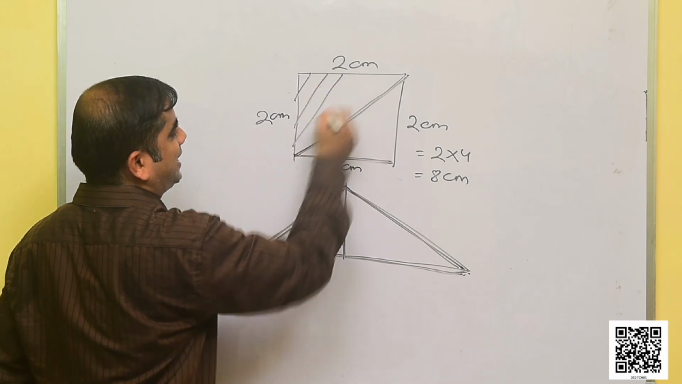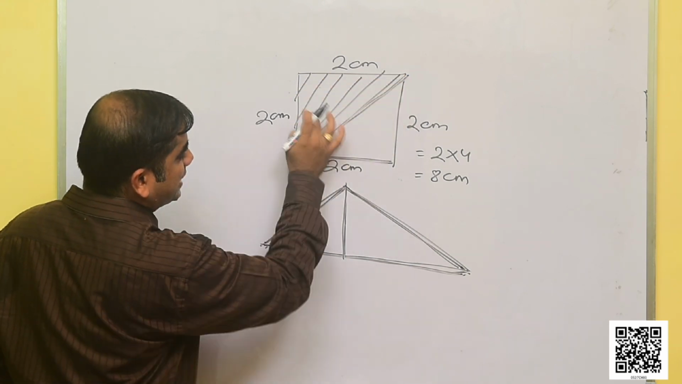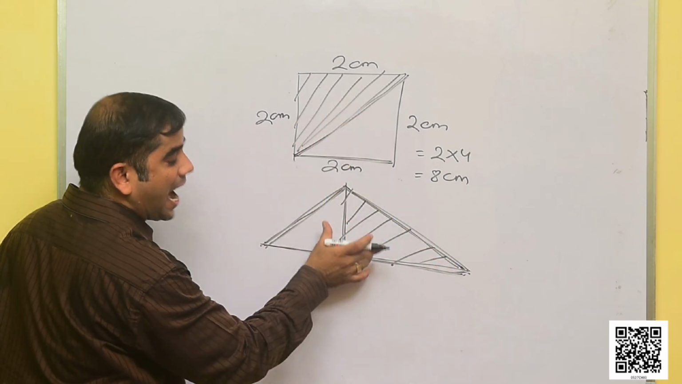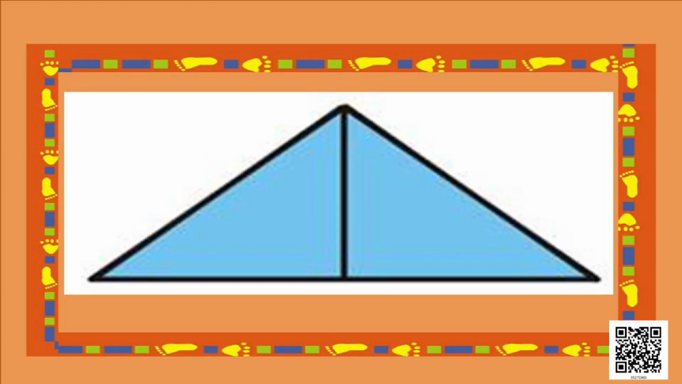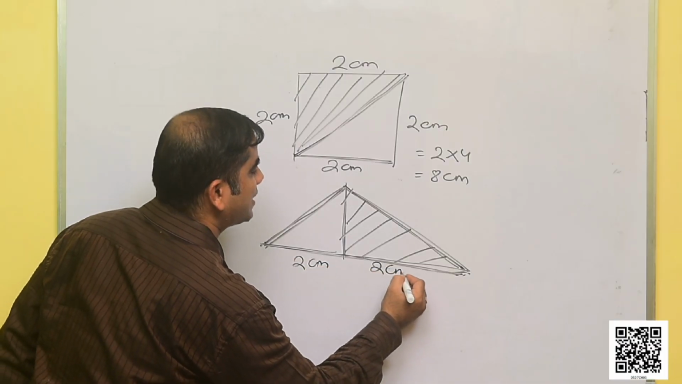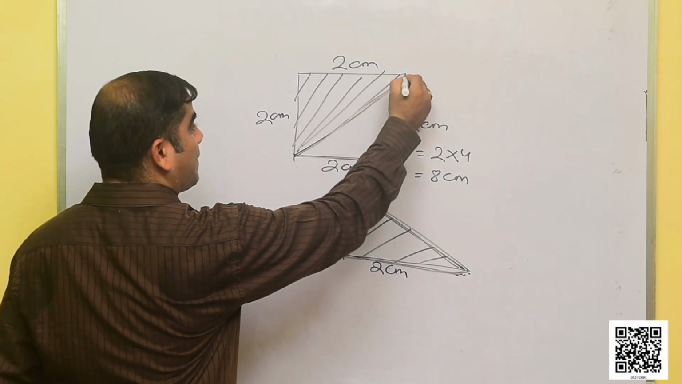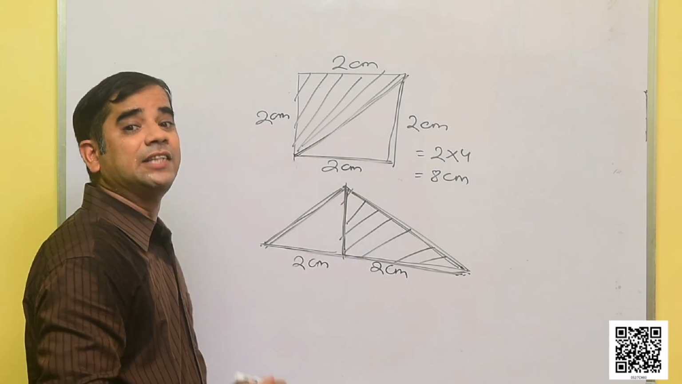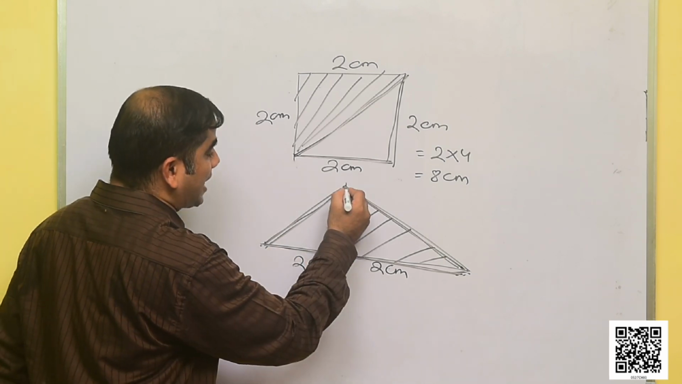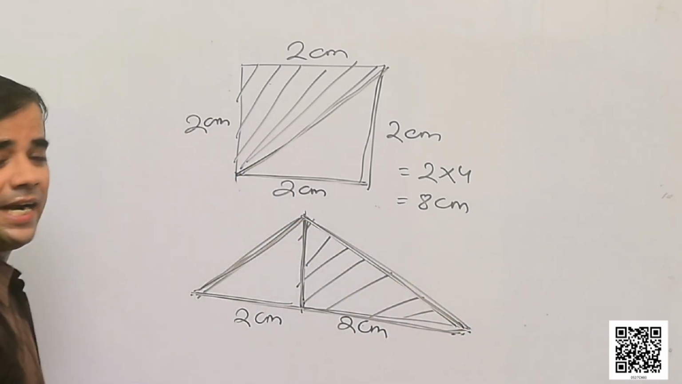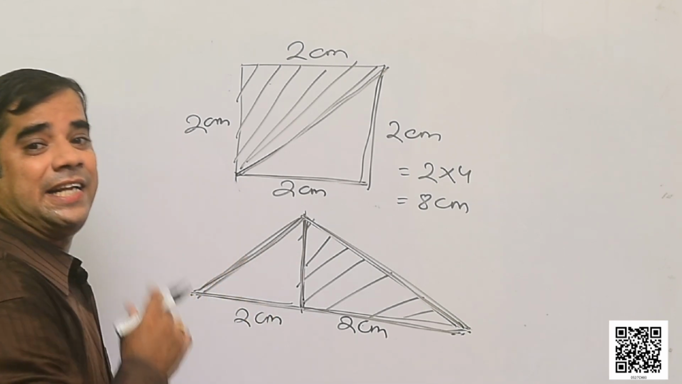Let me shade it first. So this part has come over here. The two halves of the square are placed or rearranged like this to form a triangle. So what's happening? These are the sides. This is 2 centimeter, this is 2 centimeter. This is the common side, which is also 2 centimeter, but it is not included in the perimeter or the boundary. Which are the perimeter? These two sides are included in the perimeter.